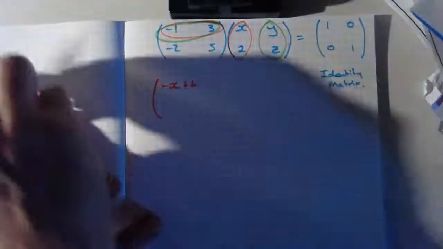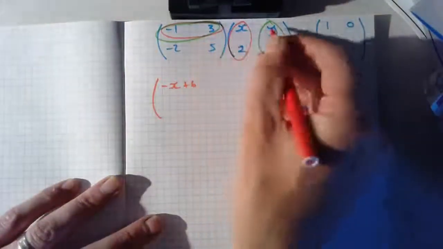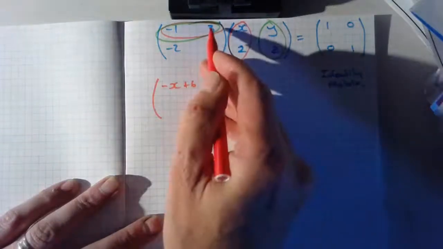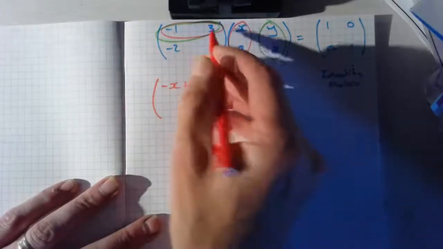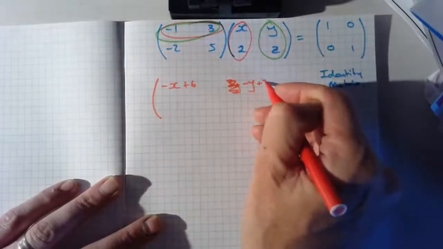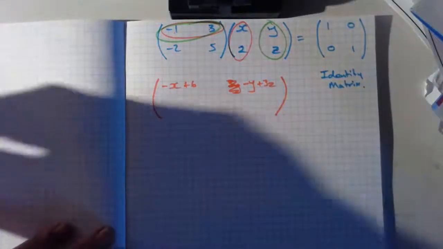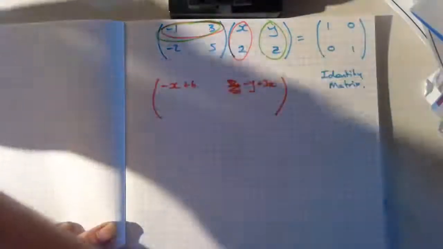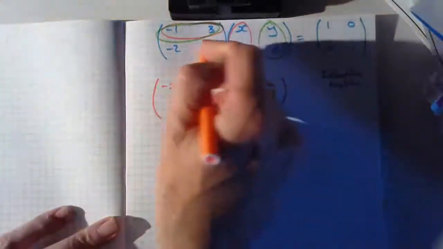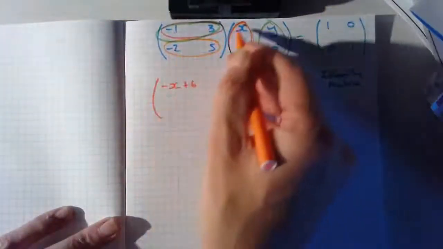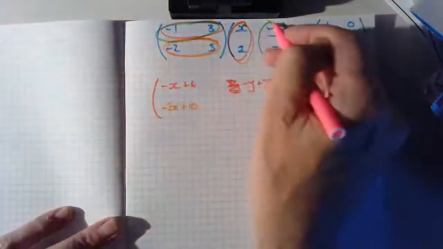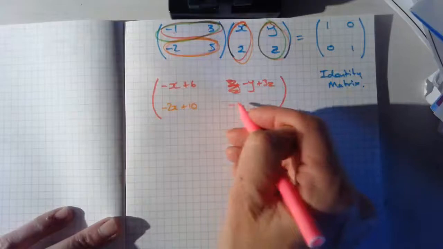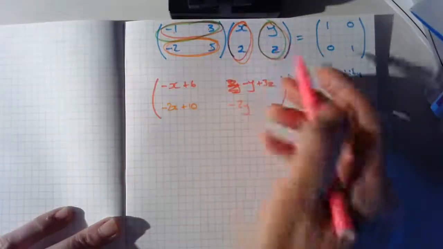Keep going with this one as well. 3 times y is 3y. Sorry, I messed that up. Negative 1 times y is negative y. And then 3 times z is 3z. Let's do this bottom row now. Negative 2 times x is negative 2x. And then 5 times 2 is 10. And then finally, negative 2 times y is negative 2y. And then 5 times z is 5z.